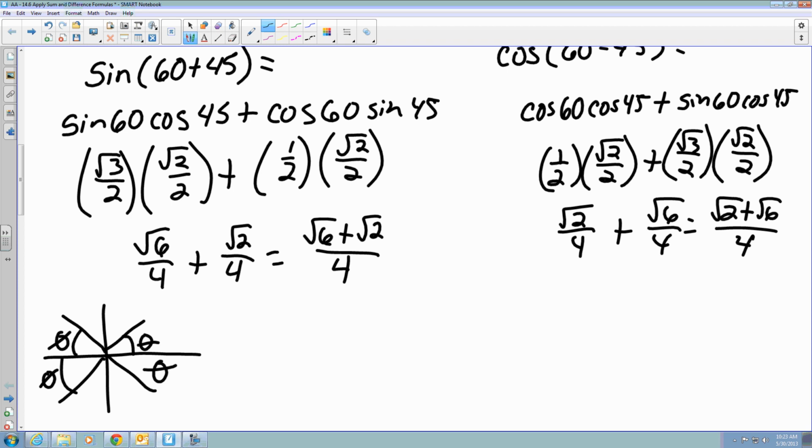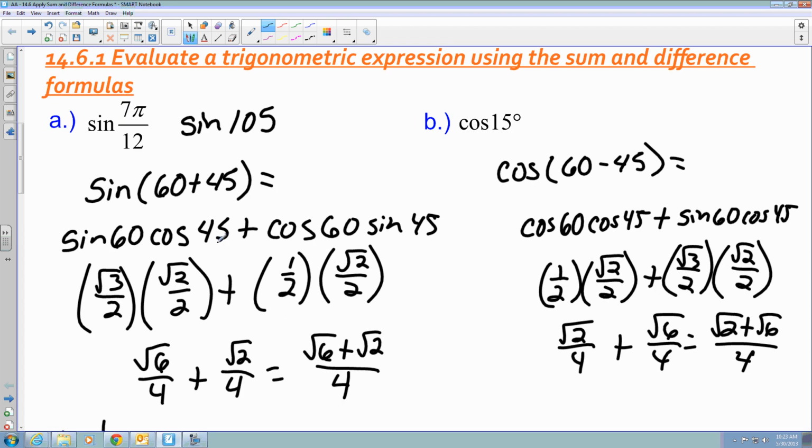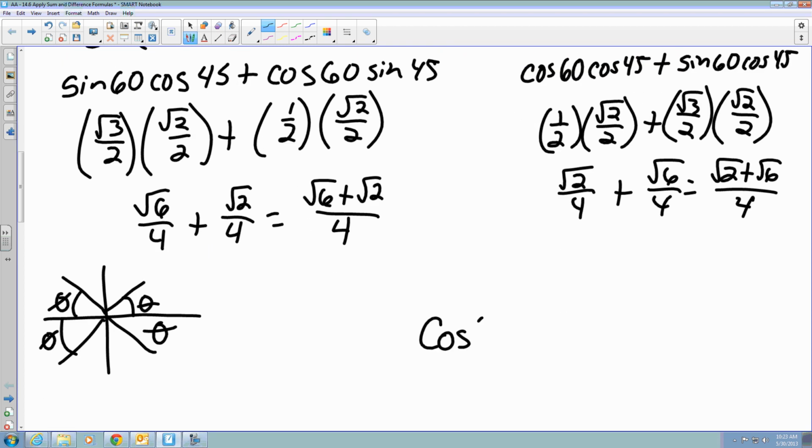If the reference angle for whatever trig function it may be is positive, then you can leave it as is. But if it's going to be negative, then you have to multiply the equation by a negative 1. So, for example, say you were going to try to find the cosine of 165 degrees. Okay?